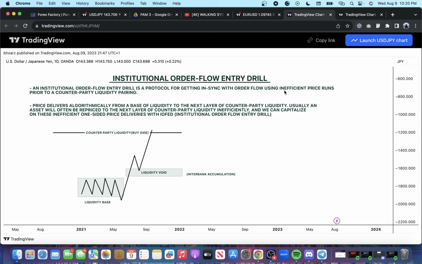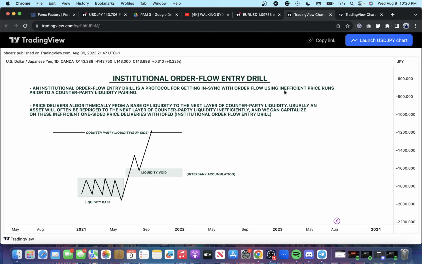Because the algo reprices the market to a level of liquidity and it's not being driven by real supply and demand, you're going to see inefficient deliveries a lot of times. The market will deliver inefficiently, and that will be evident by the presence of liquidity voids. It could be a balanced price range, a fair value gap, a BC or a CB, or a redelivery balance. It could be any form of inefficiency.